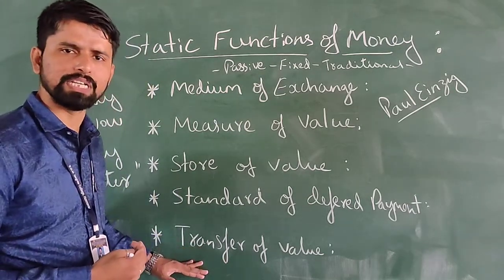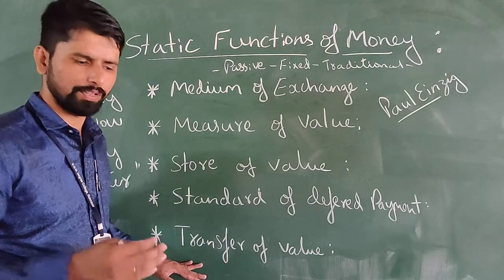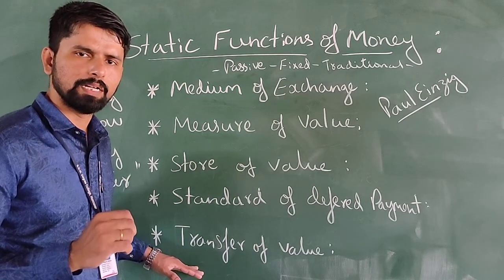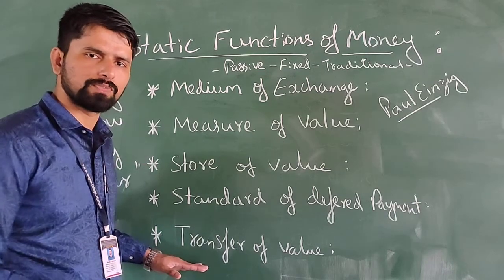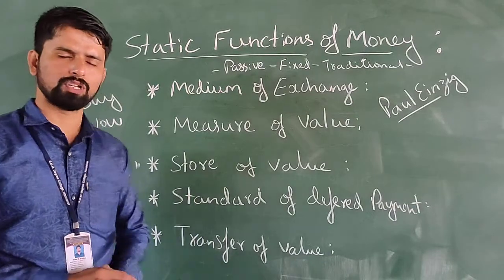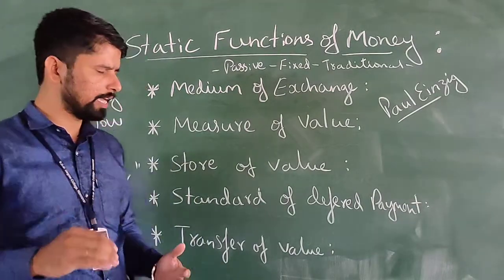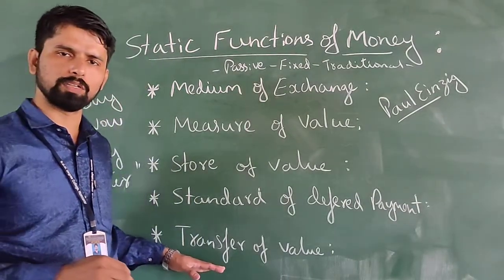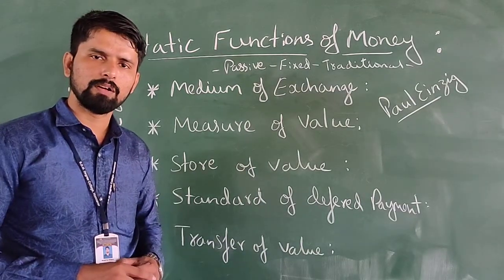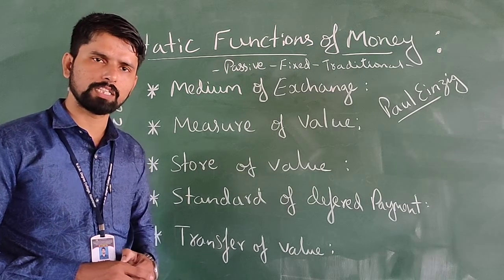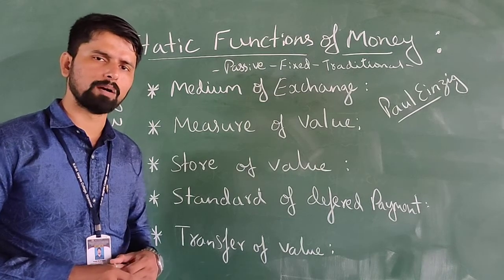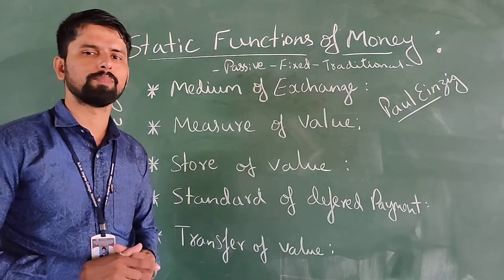We find difficulties in the barter system or in the commodity money. We cannot transfer huge quantities of the commodities in the barter system from one to another. There is a difficulty, right? But in the modern standards, we can transfer the money from one to another, any amount at any time.